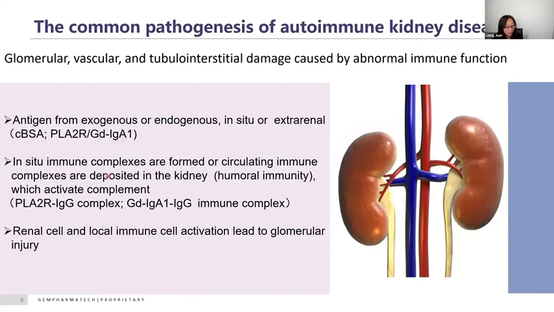Another feature is the formation of immunocomplexes. It could be in situ immunocomplexes or circulating immunocomplexes deposited in the kidney, which will activate the complement pathway. The consequence of immunological conflict is renal cell and local immune cell activation, which leads to glomerular injury.